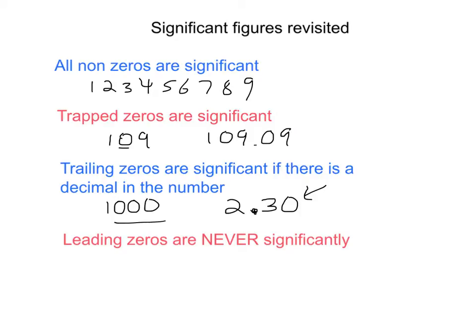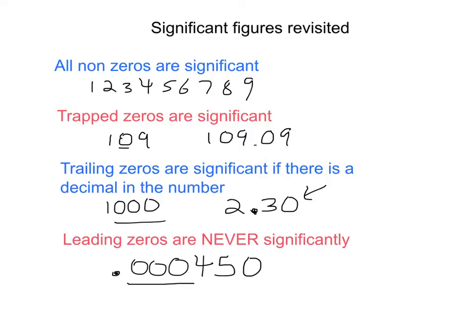Finally, leading zeros are never significant. And leading zeros come with a decimal, right? So there's a decimal and then 1, 2, 3 zeros. This only has two significant figures. These three zeros are leaders. They're leading zeros. They come before any numbers. They don't count. However, if I put a zero at the end, it does count.